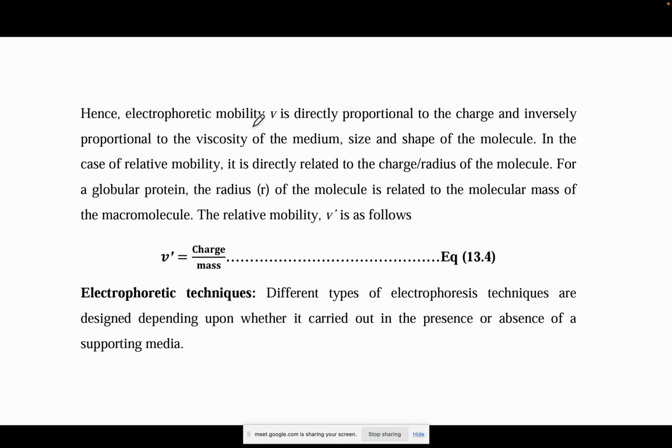Hence the electrophoretic mobility v is directly proportional to the charge and inversely proportional to the viscosity of the medium, and also the size and shape of the molecule. So whenever you are loading a macromolecule in a gel, that macromolecule's electrophoretic mobility, that means its ability to move in an external electric field, is directly proportional to the charge and inversely proportional to the viscosity of the medium, and the size and shape of the molecule. In the case of relative mobility, it is directly related to the charge per radius of the molecule. Whenever your macromolecule is small, its electrophoretic mobility will be higher. Whenever your macromolecule is big, its electrophoretic mobility will be lower.